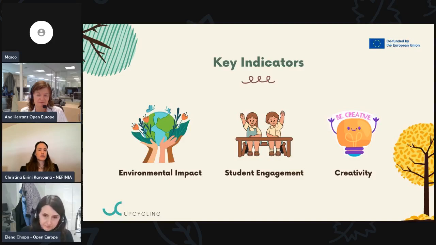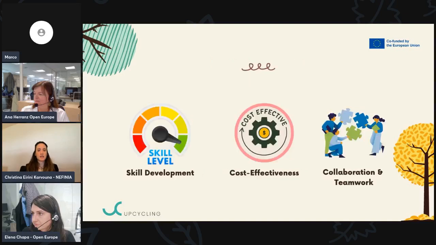We can start, of course, from environmental impact, which measures the reduction in waste through upcycling and the use of recycled materials. Students' engagement evaluates student participation, enthusiasm, and involvement in upcycling activities. Then we can turn to creativity, which, as we mentioned before, assesses the level of creativity in the design and execution of the upcycling project that we are presenting to the classroom.